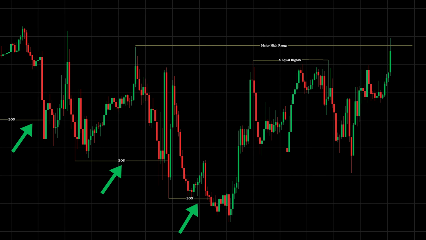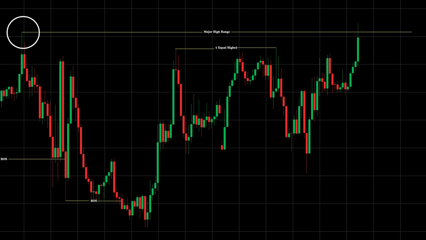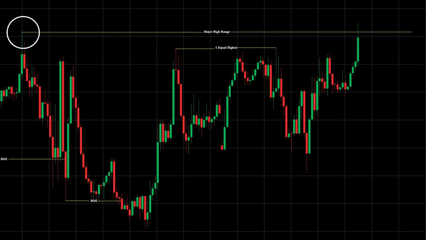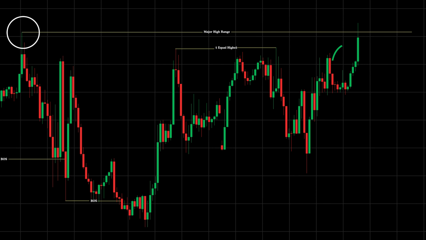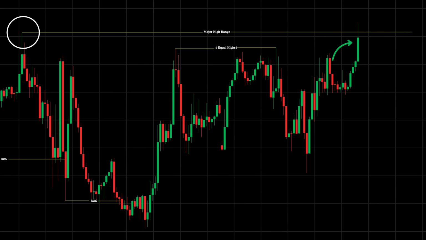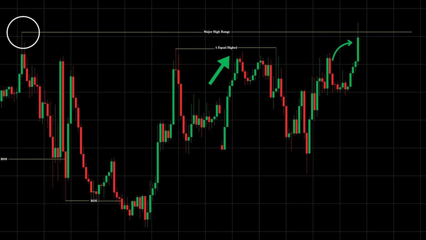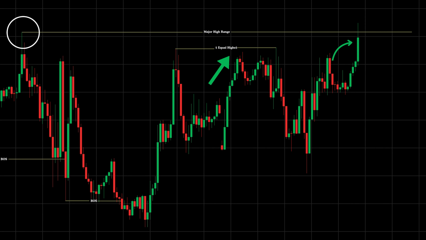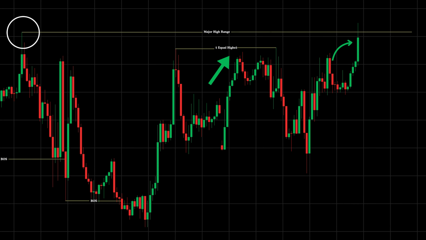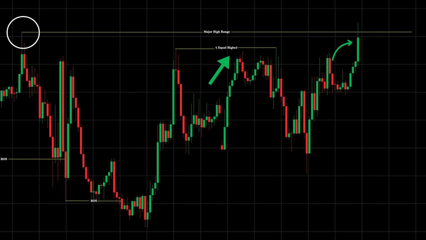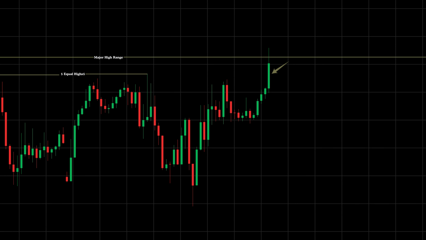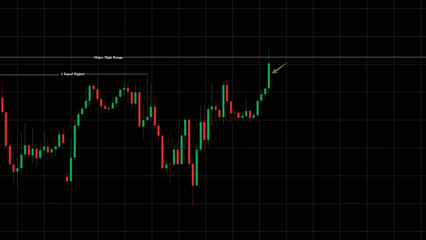Looking more closely, you'll notice that price grabbed the buy-side liquidity above this major high with a strong engulfing candle during the move up. It also swept the liquidity resting above these equal highs. After clearing that liquidity, price has now returned below the range of the major high. This candle is a strong candidate to be classified as an IFC candle.